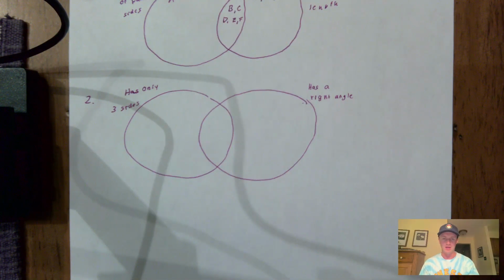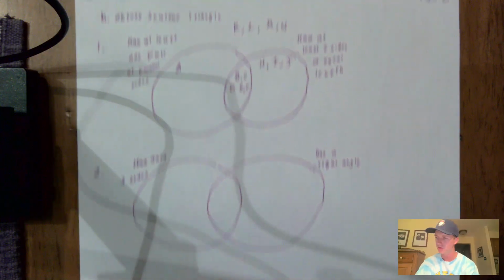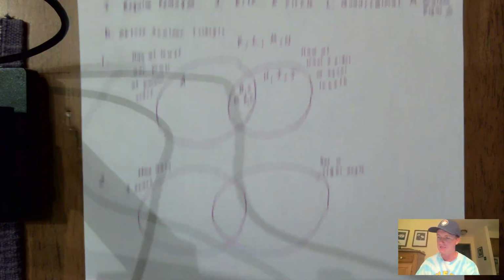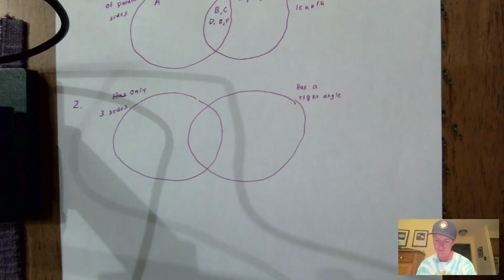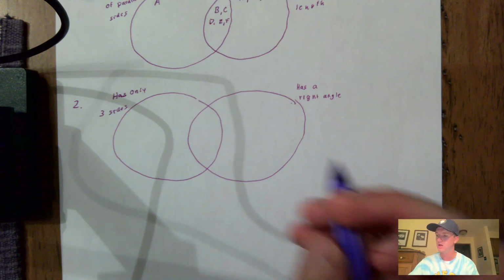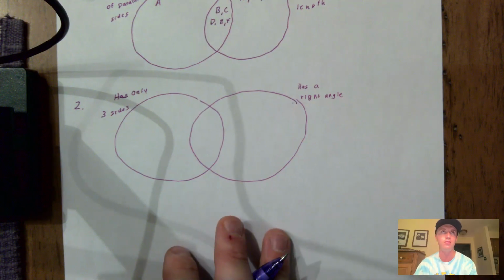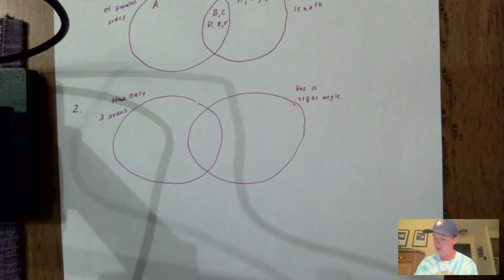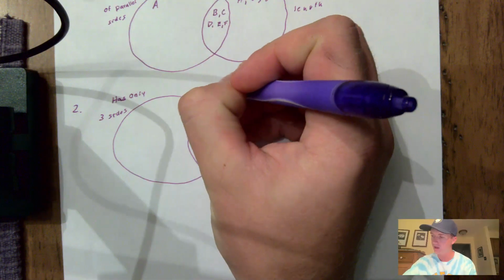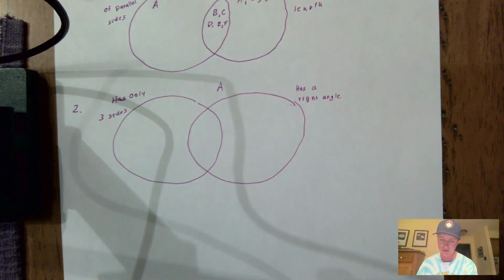All right, welcome back. So what we're going to do here is take a look at our first couple of examples. The first one, again, we'll start with is the trapezoid. That's letter A. Looking at the trapezoid, does it have only 3 sides? Obviously, trapezoids have 4 sides. It's a quadrilateral. Does it have a right angle? Trapezoids don't have any right angles. Otherwise, we'd start talking about rectangles. So in this case, we're going to put the letter A on the outside. So the trapezoid is on the outside.